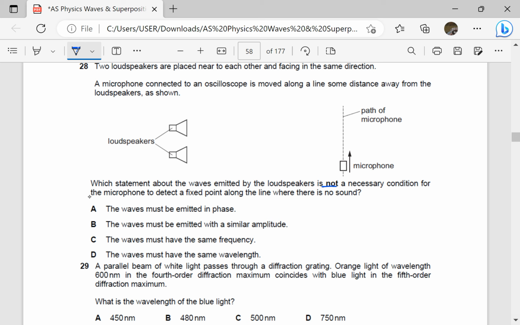Number one, the waves must be coherent. The waves must be in phase. Not necessarily in phase, because in phase means constructive interference. So that is not necessary. The waves must be emitted with a similar amplitude. That one is necessary for total cancellation. The waves must have the same frequency. That is necessary. Same wavelength, that is necessary. So even if they are not emitted in phase, they may undergo destructive interference.